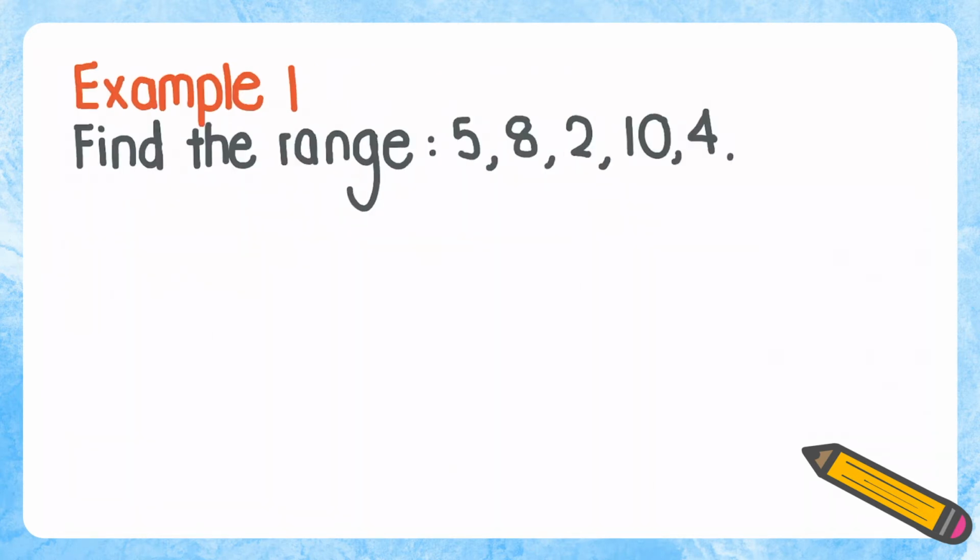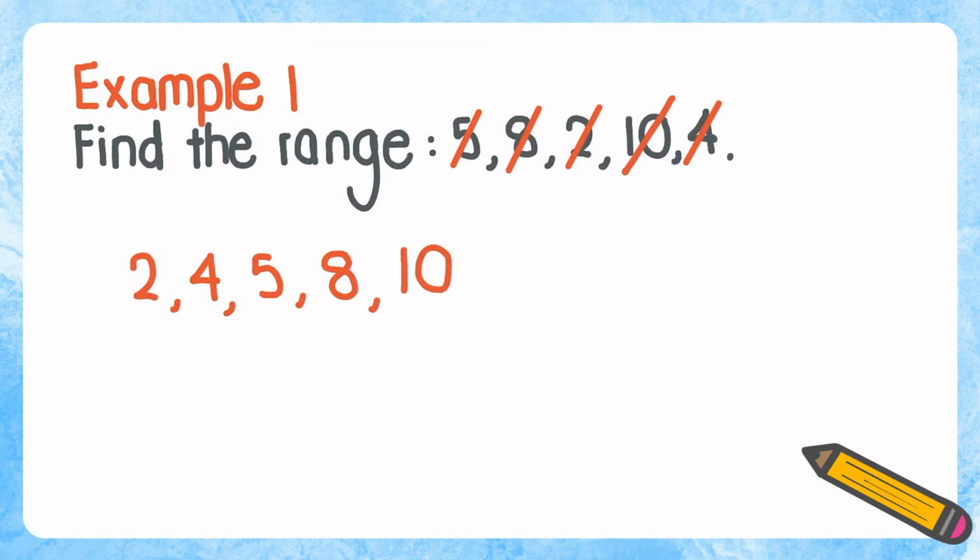So let's take a look at an example. It asks us to find the range. First, I am going to reorder from least to greatest, so smallest to largest. So 2, 4. Remember to cross out as you go. 5, 8, and then 10. And then I'm going to think about what is the smallest number here and the largest number.